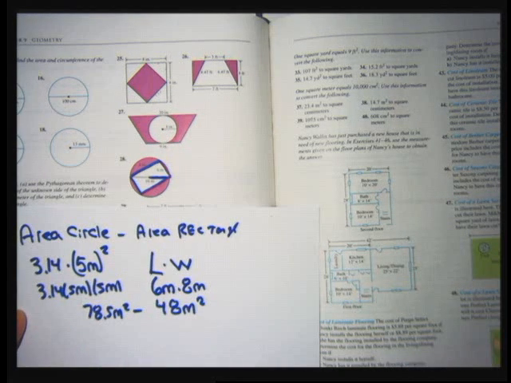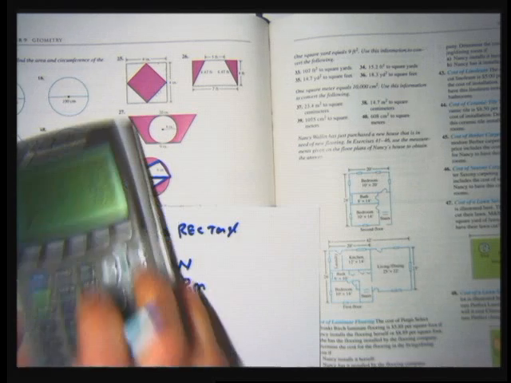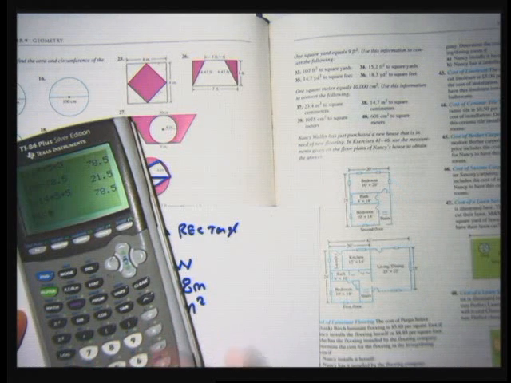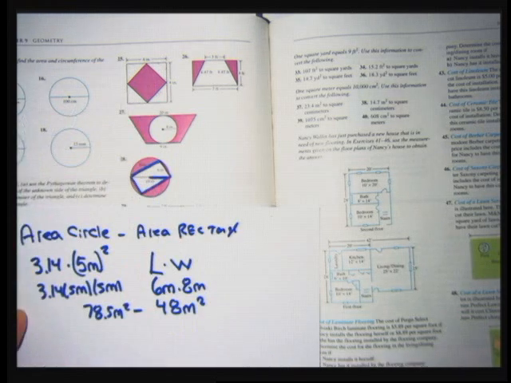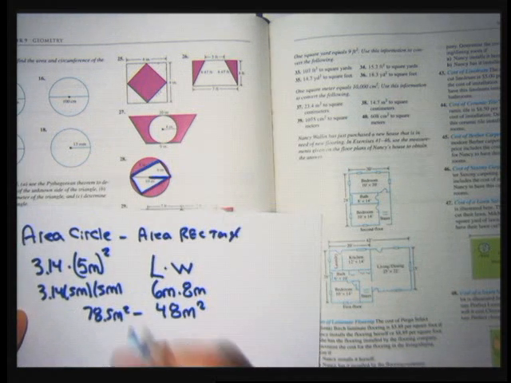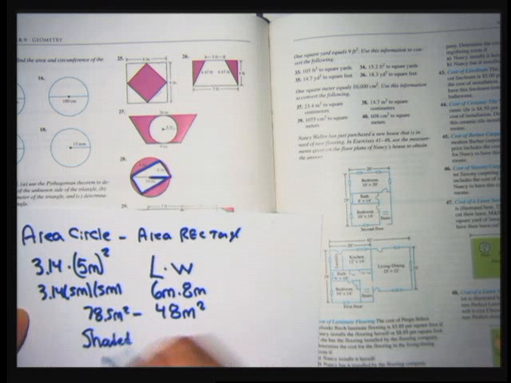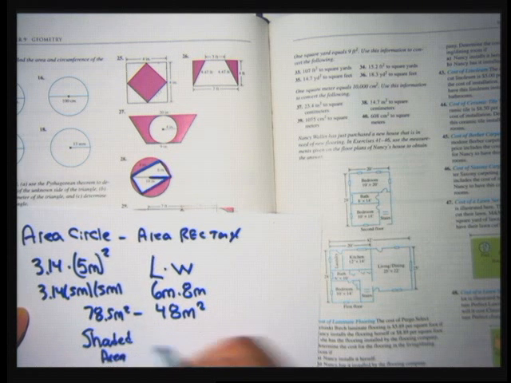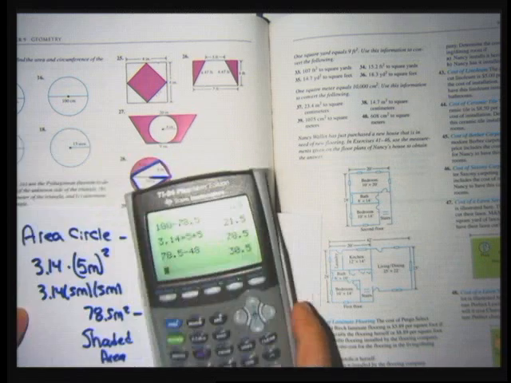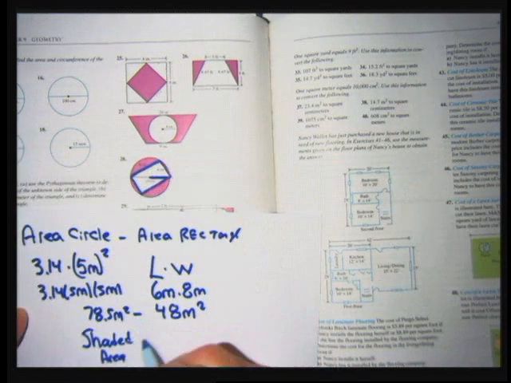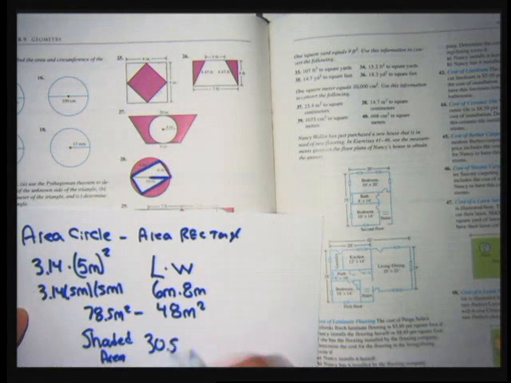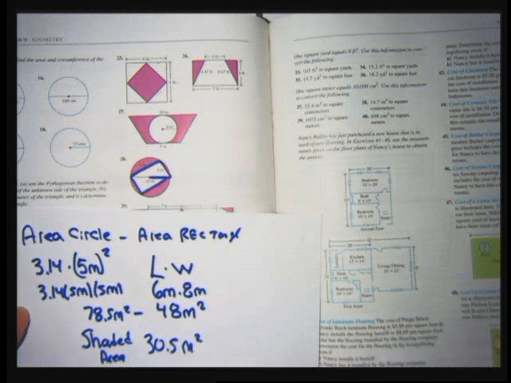If I subtract the area of the rectangle, I get the shaded area. So I take the 78.5 minus 48. The shaded area is going to be 30.5. I'm going to write my units. So my shaded area is going to be 30.5. I'm going to write square meters again.